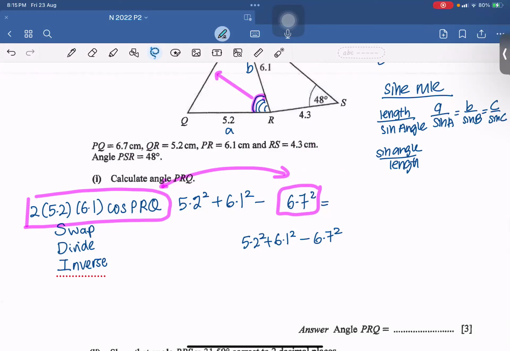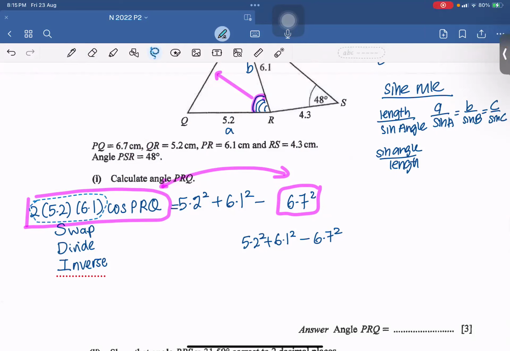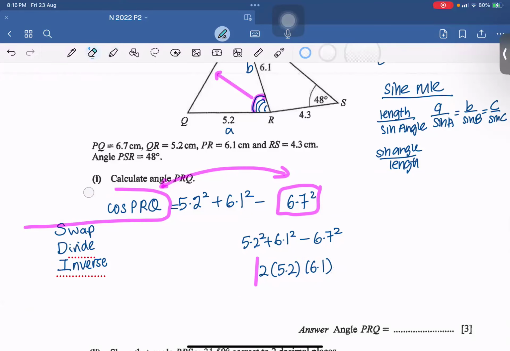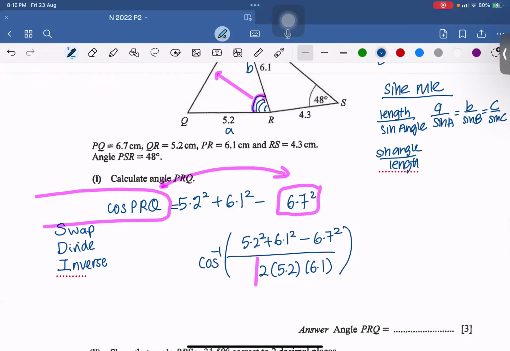Then after that, what happened? Move, divide. Divide which one? 2 bracket 5.2 bracket 6.1. Correct. So I don't want this portion, so I'm going to divide it away. So I'm going to divide this. Okay, I'm going to directly write all the answers already. And last but not least, I don't want the cosine. Inverse. Correct, cos inverse.